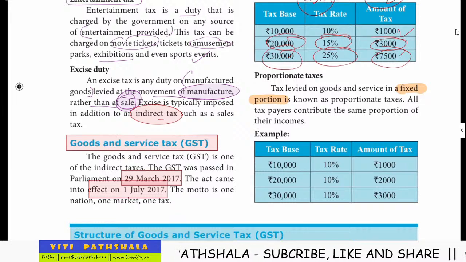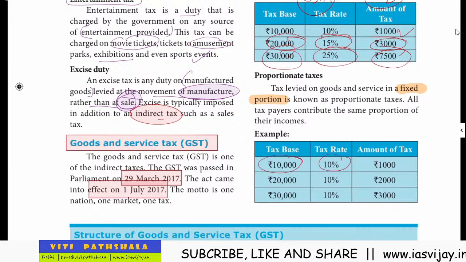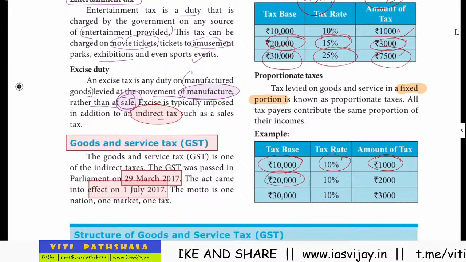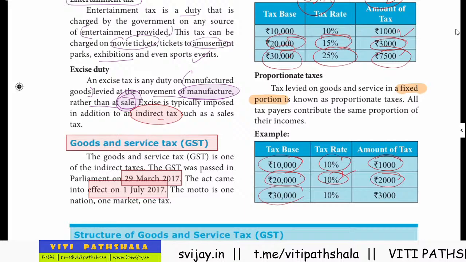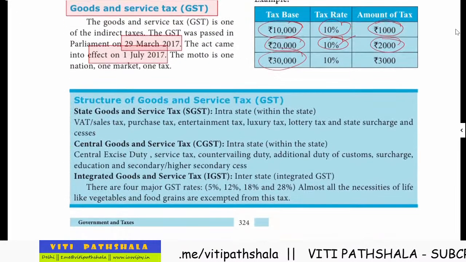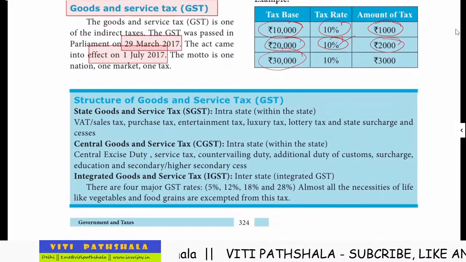For example, if the tax base is 10,000, at 10% the tax is 1,000. Then if someone is earning 20,000, he is also paying 10%, that is 2,000 rupees. Then a person who earns 30,000 pays 10% of that.